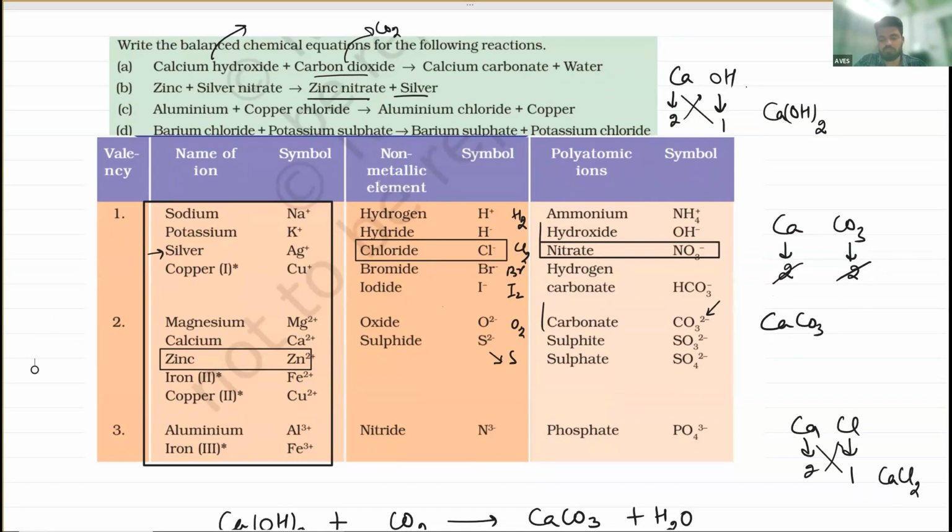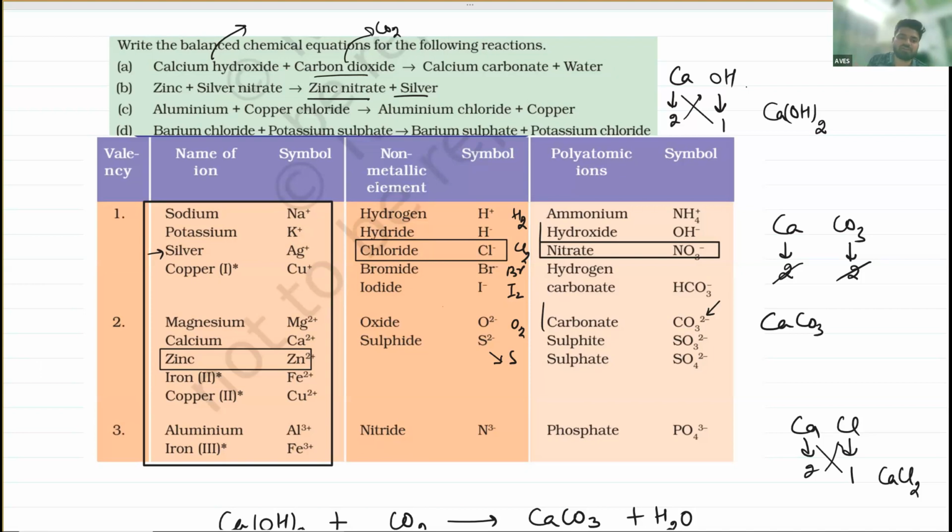Sir, aluminium plus copper chloride. How do we know if we have to use cupric or cuprous? Yes, it is important. When it is only written as copper and it is not mentioned to you, then we will take copper as +2 valency. The most stable valency of copper is +2, out of +1 and +2. So when it is written copper, copper has two valencies.